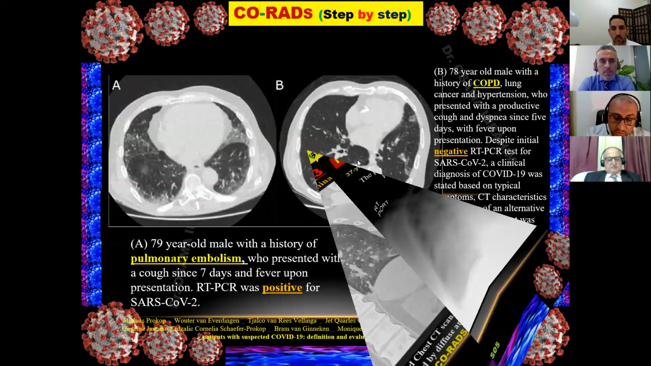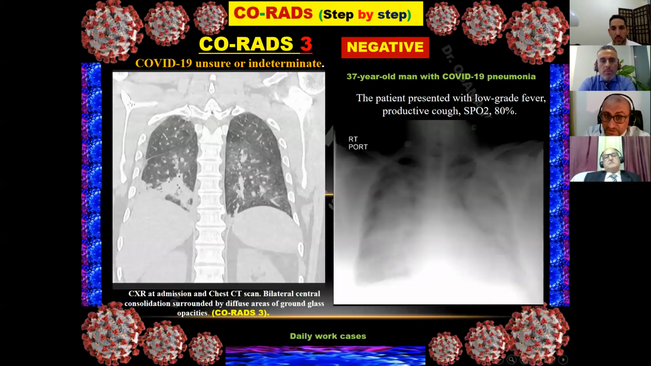A patient was negative for RT-PCR, and the CO-RADS 3 meaning unsure or indeterminate diagnosis of COVID-19. It can be positive also, but here, fortunately, the patient was negative in the RT-PCR test.